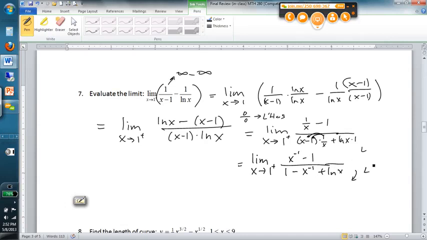Now let's L'Hopital. So the top derivative would be negative 1 x to the minus 2 minus 0. So it's just that, minus 1 times x to the minus 2. And then 1 over x. Right?